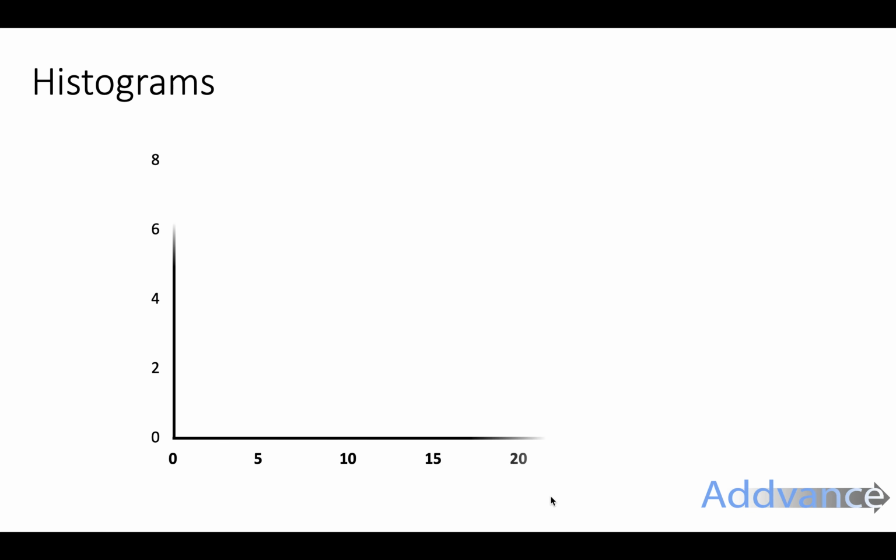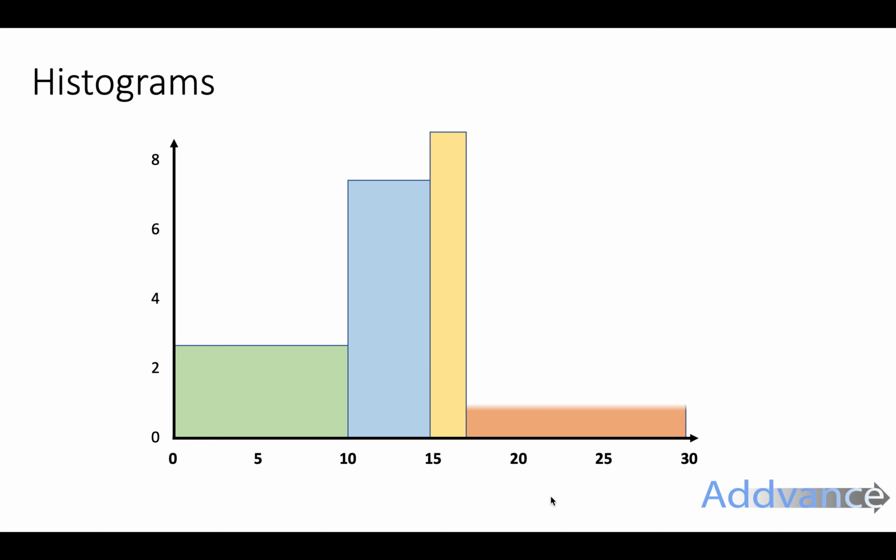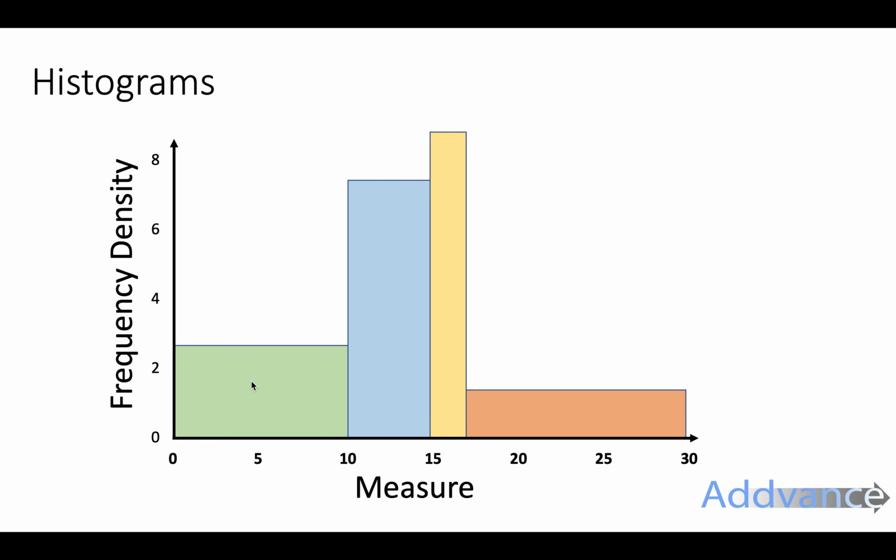Histograms are a special type of bar graph. They look like this, where we've got frequency density on the y-axis and whatever we're measuring across the bottom. We could be measuring heights, percentage scores in a test, or the shoe size, all sorts of different measurements.